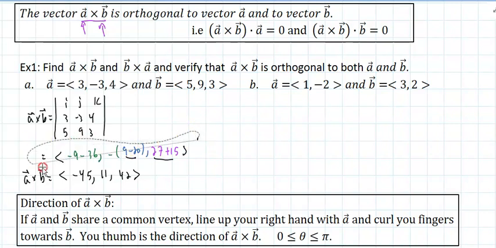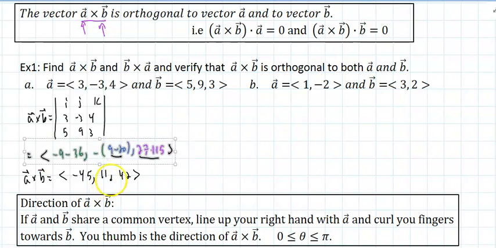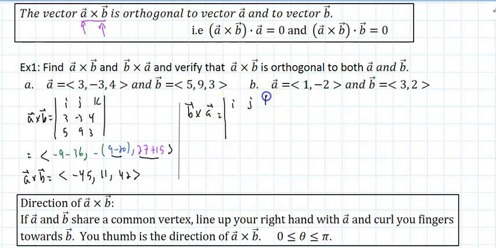Alright, now if I take B cross A, what would that be? Well, I have to do it again. I, J, K. I'm going to move part B to the bottom in a minute. I'm going to list B first, A after, in that specific order.